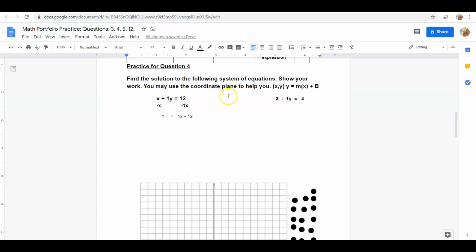Same thing here. I need to get my y on one side. So I'm going to also do minus x here. Minus x.